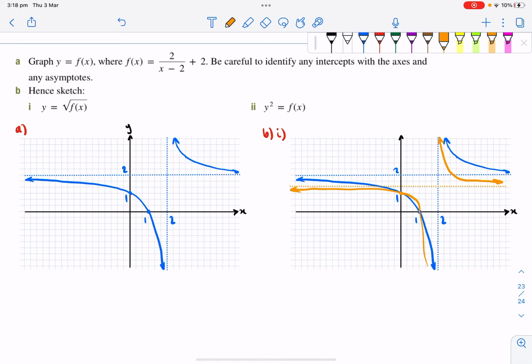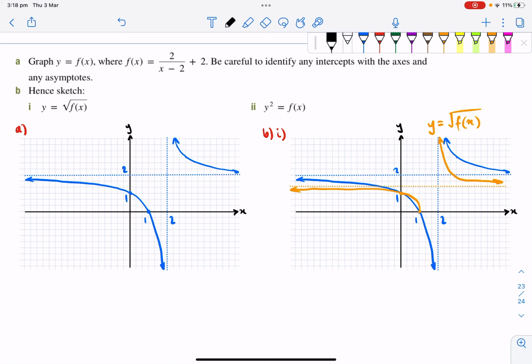And then we do not continue this. Why? We can't have negative square roots. So all of this is invalid here. And therefore, that's the conclusion of my graph. Okay, so that there is y equals the square root of f(x). Perfect.